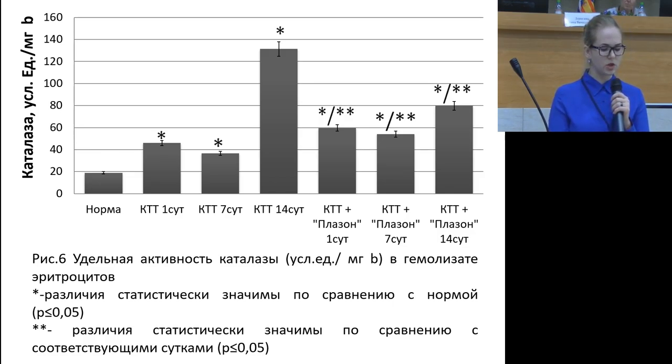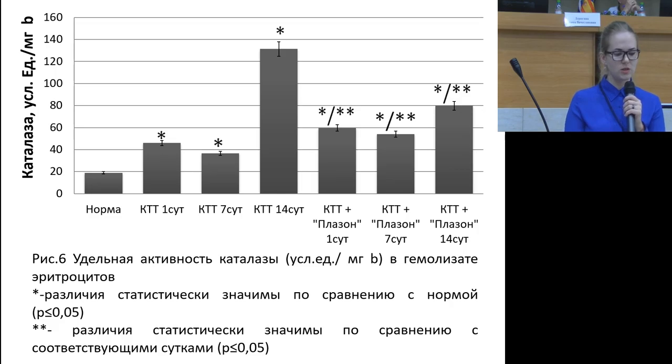The study we did showed an increase in specific activity of catalase in the erythrocytes by 2.4 times on the first day, on day 7, and 6.9 times on day 14 after the burn as compared to the norm. We saw a reduction of specific activity of catalase by 1.64 times on day 14 of combined thermal injury treatment by Plazon as compared to the norm, the untreated group. The activity of catalase was higher by 3.3 times on the first day and 2.8 on day 7 as compared to the norm.